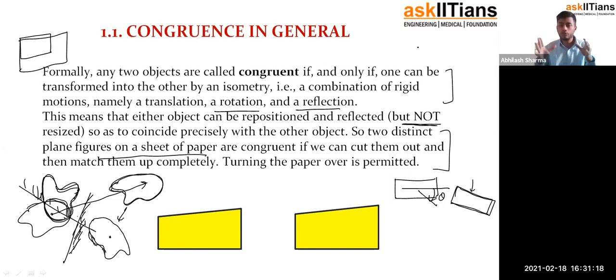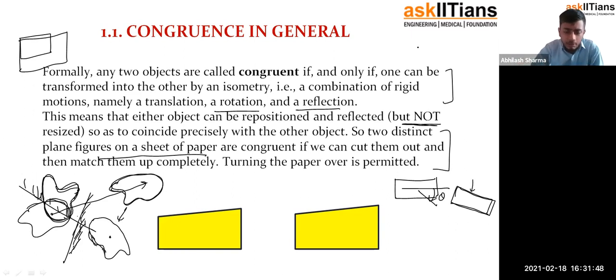So if there are two figures drawn on a sheet of paper, and if we can cut one of them and then somehow match it up completely, or superimpose it exactly over the second figure, then they are congruent. We can do anything with that paper figure. We can translate it. Obviously we will have to translate it. We can rotate it. We can also invert, turn the paper. Anyhow, if we are able to superimpose, they will be congruent figures.